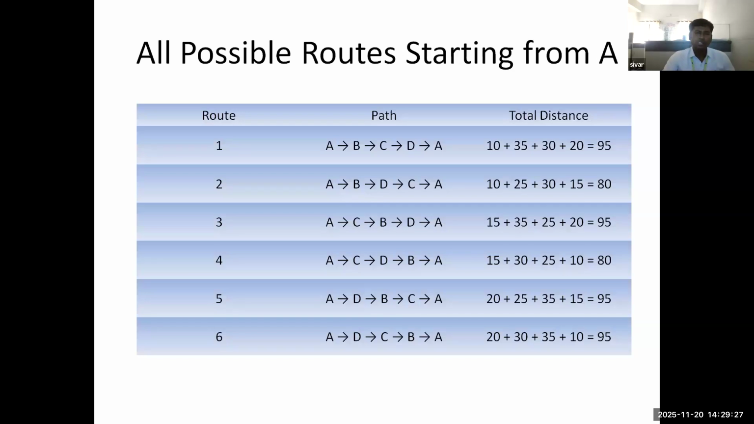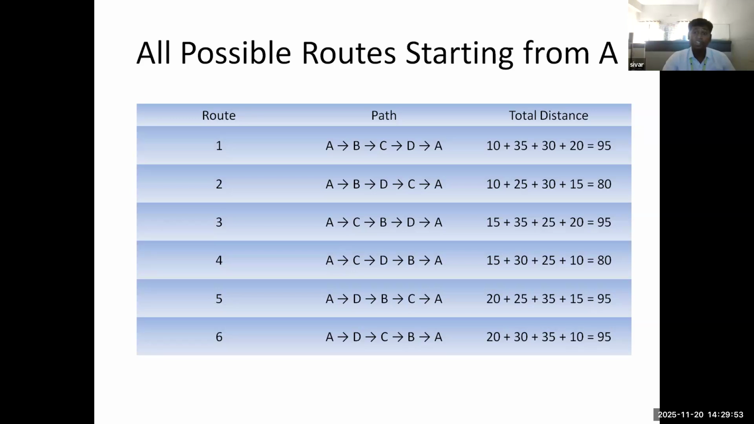These are some possible routes starting from A: A to B, B to C, C to D, D to A. In that matrix, what are the possible routes from starting vertex A? A to B, B to C, C to D, and D to A. Similarly, A to C, C to B, D to B, and D to A. These are some possible routes from the start.